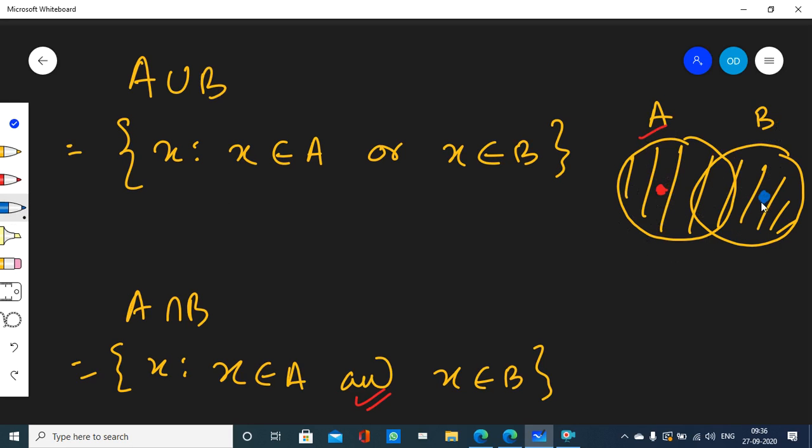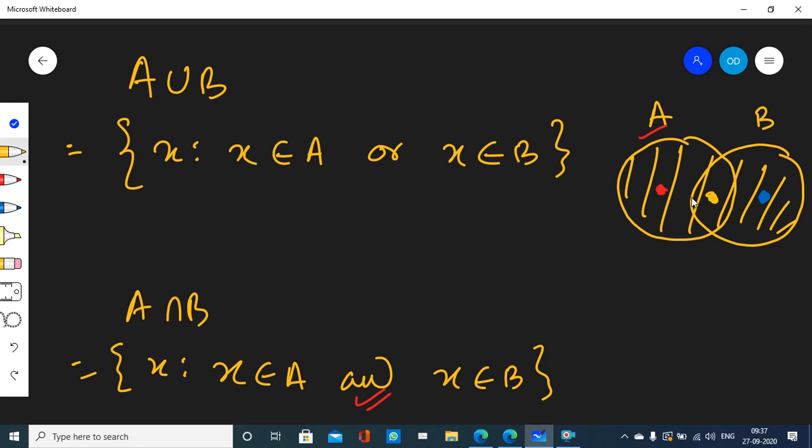Pick this element, for example. This belongs to only B. This does not belong to A, right? This blue element belongs to B only, not A. But this also belongs to A union B, right? Take one element from here. This yellow element belongs to both A and B, right?